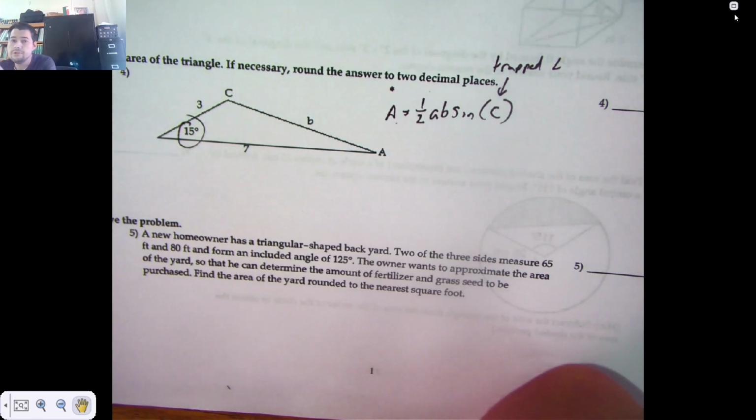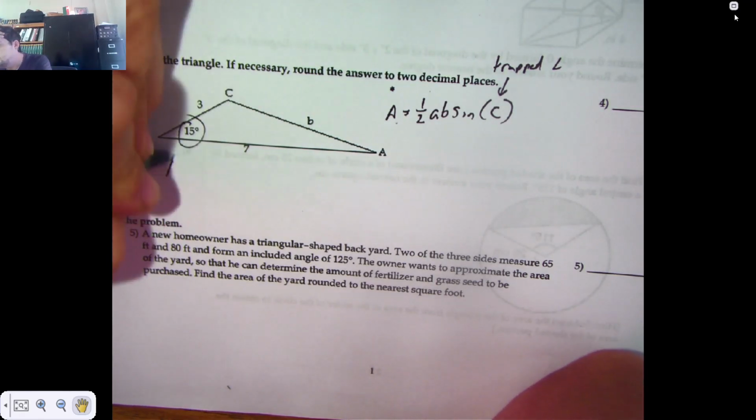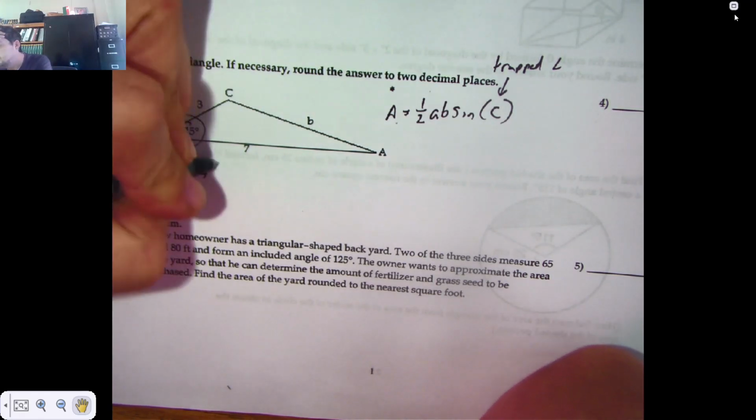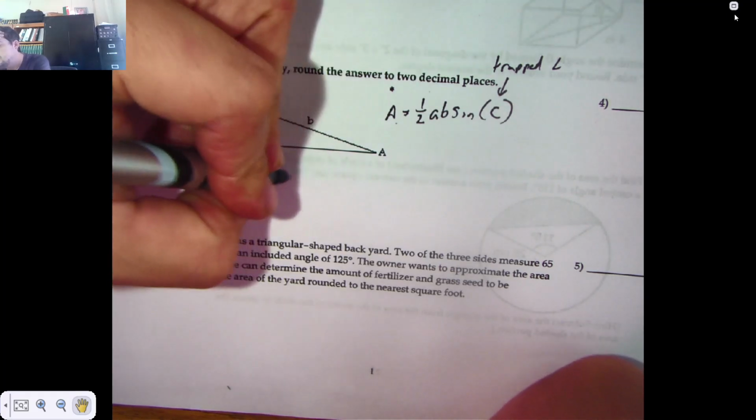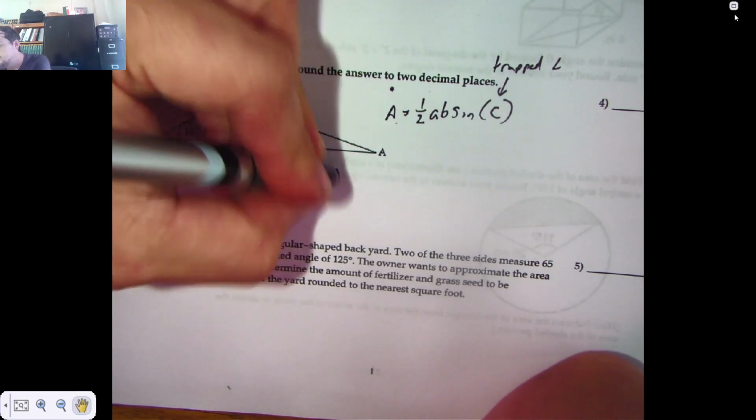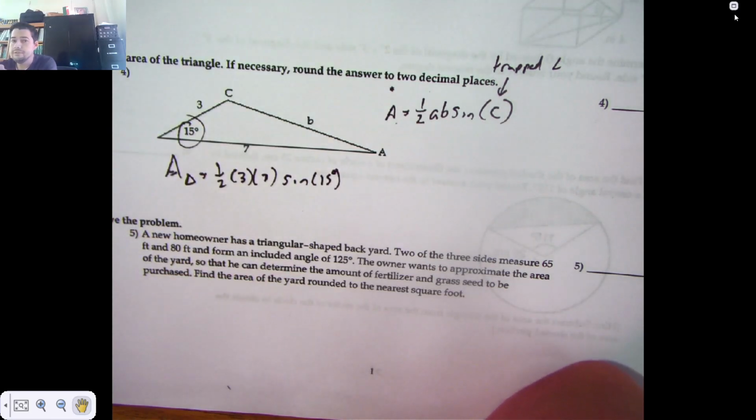That's how hard this question is. You just have to remember 3 letters of the alphabet and half sine. That's it. So the area of my little triangle is going to be 1/2 the sides that contain angle C, a 3 and a 7, times the sine of 15 degrees. Whatever that is, okay? That's all there is to it.